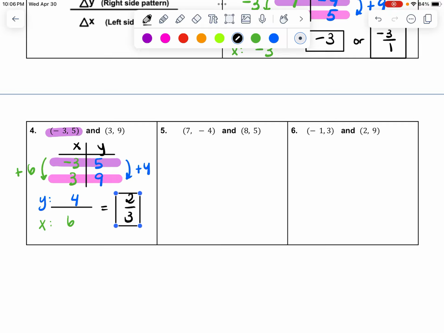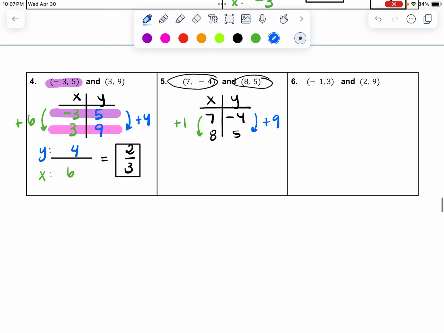Let's try one more, just to make sure we've really got it. First, we're going to make a little mini table. So I'm going to put the 7 and the -4 next to each other, just like they're next to each other in this point. And I'm going to put the 8 and the 5 next to each other, just like they're next to each other in the point. My x pattern is that I'm going up by 1, and my y pattern is that I'm going up by 9. So my slope fraction is this.